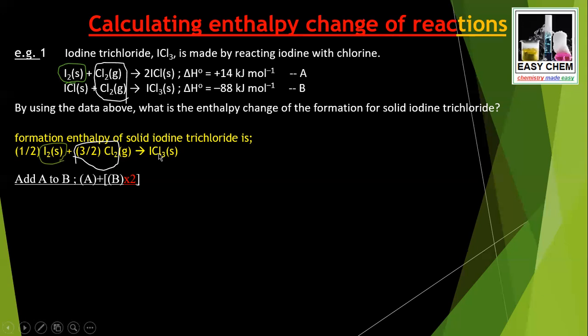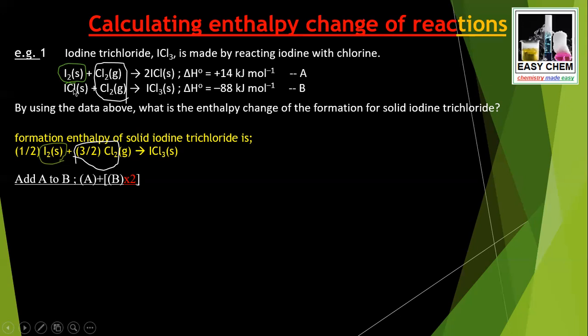ICl3. See, in the equation A, we have on the product side ICl. But this ICl is not present in the final equation. So when A is added to B, this ICl must cancel out. Therefore, in the second equation, we have ICl on the left-hand side. When you add A to B, the right-hand side 2 ICl must be cancelled by the ICl in the equation B.